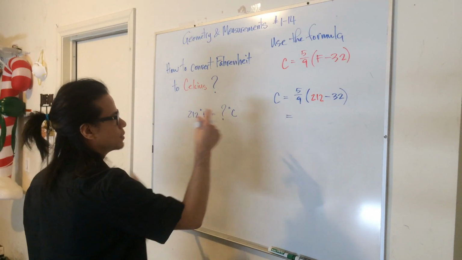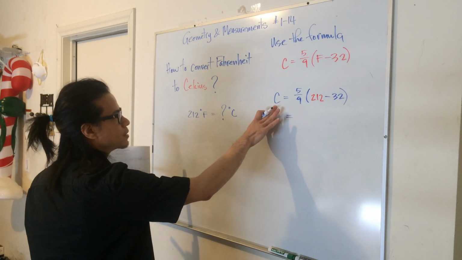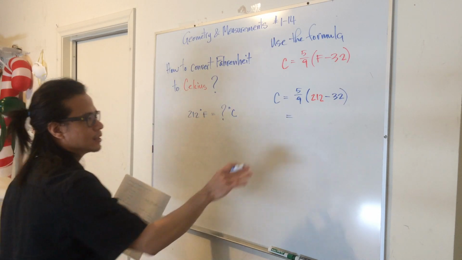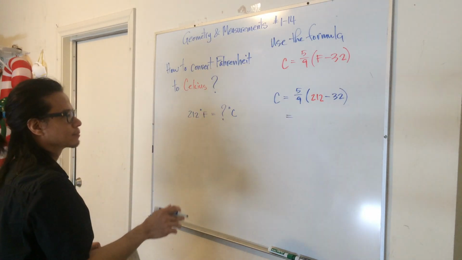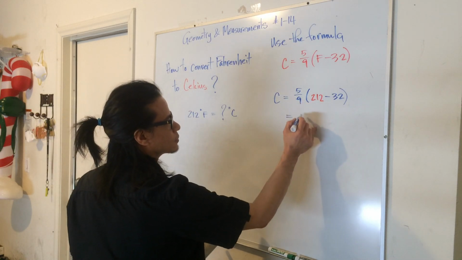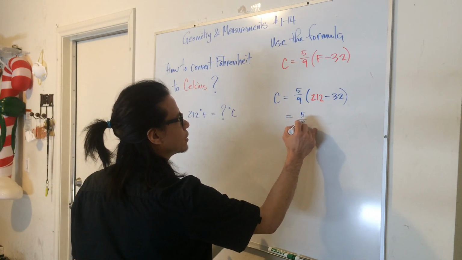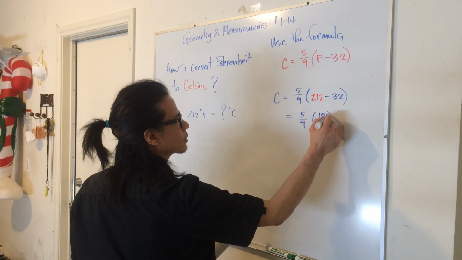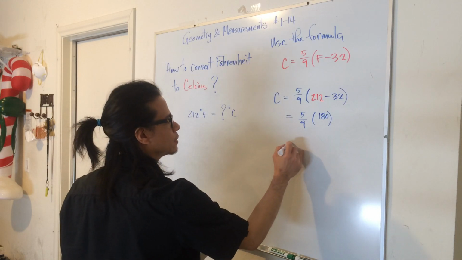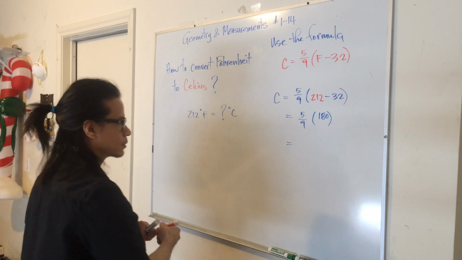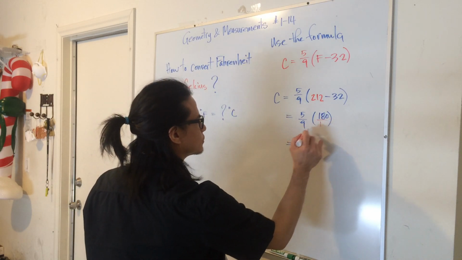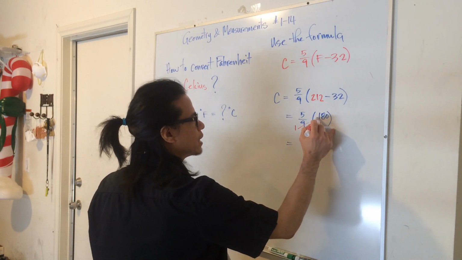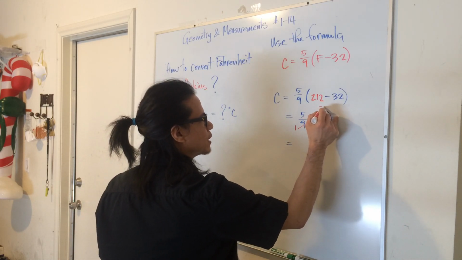You're guaranteed that if you're asked to find a certain unit, they're going to give you the other unit. So if you're asked to find Fahrenheit, they're going to give you Celsius. So that's the way it goes. So we have 5/9 times 180, equals... this can be reduced. So 9 can go into itself one time, and can go into 180 20 times.